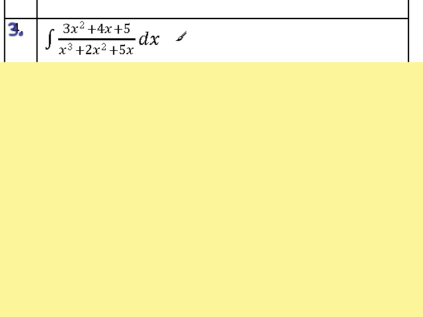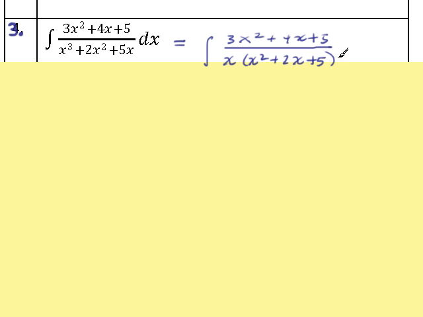In number 3, we'll start by factoring the denominator. Just factor out an x. All right, notice that this quadratic can't be factored further. B squared minus 4ac is equal to 4 minus 4 times 1 times 5. That's negative.